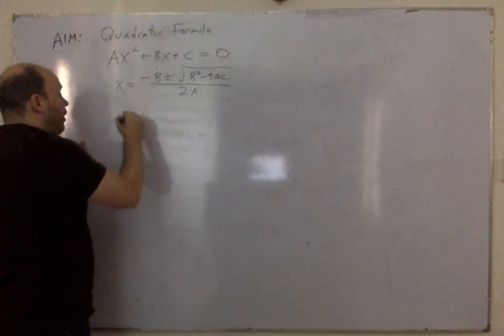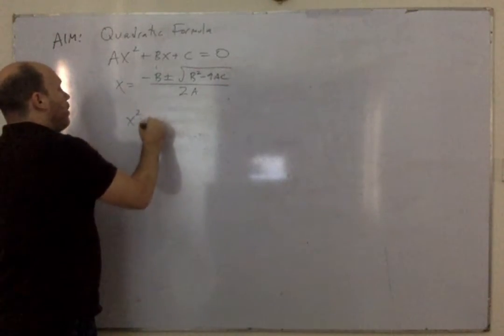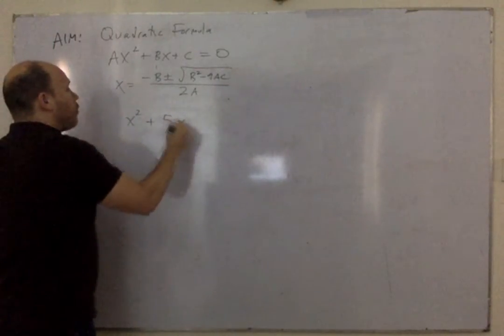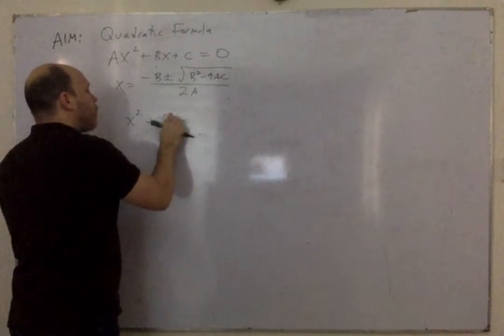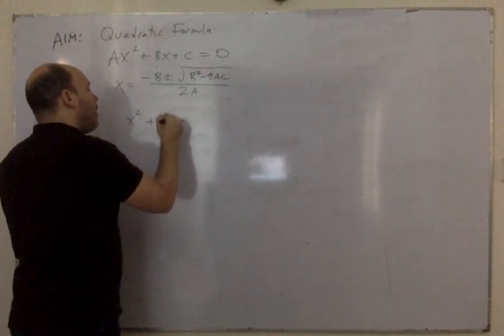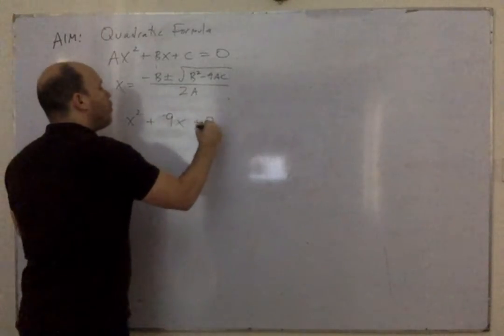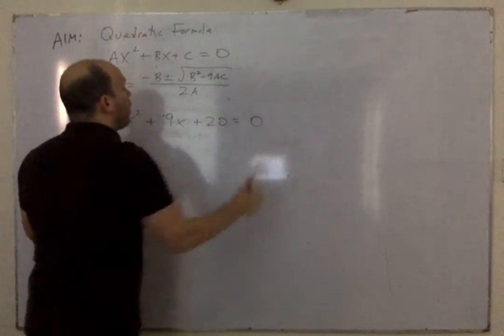So the first example is x squared plus 9x plus 20 equals 0.